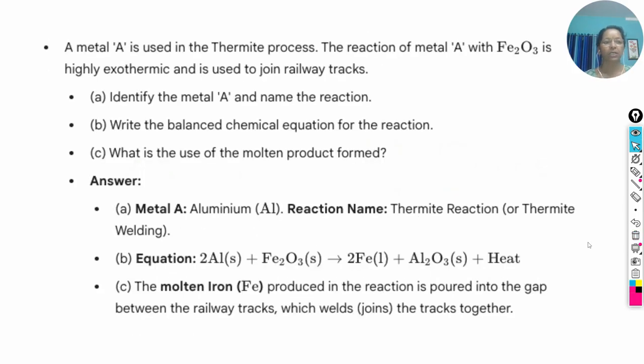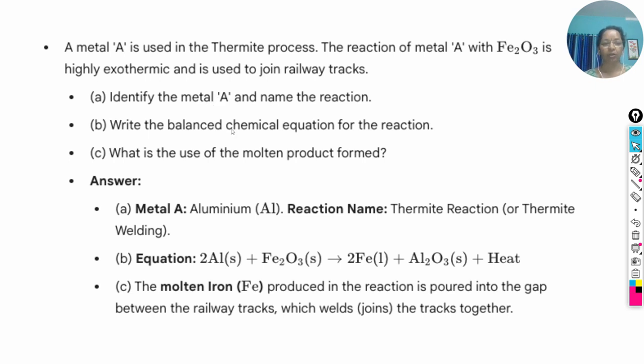Next question: Metal A is used in the thermit process. The reaction of metal A with Fe2O3 is highly exothermic and is used to join railway tracks. Identify the metal A. We know it is nothing but aluminium.